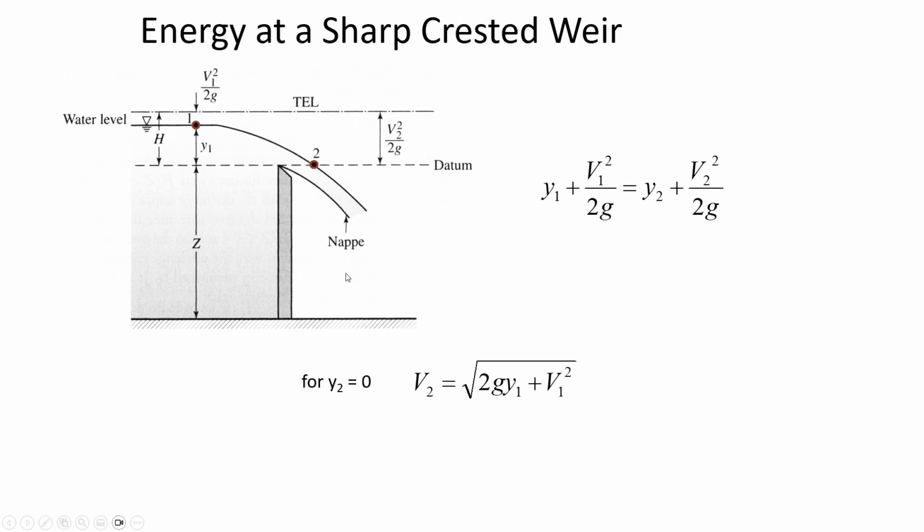So if we say that y2 is 0, then this formula would allow us to figure out what is the velocity at 2, the added velocity that came from the water being drawn down as it approaches the sharp-crested weir.